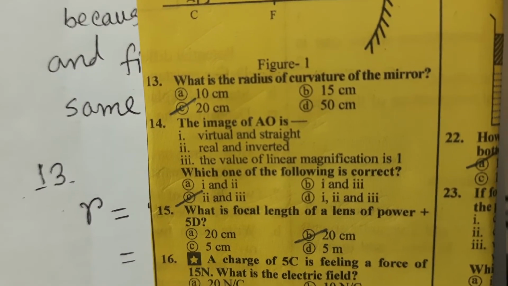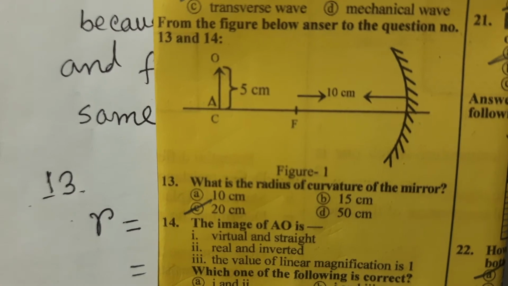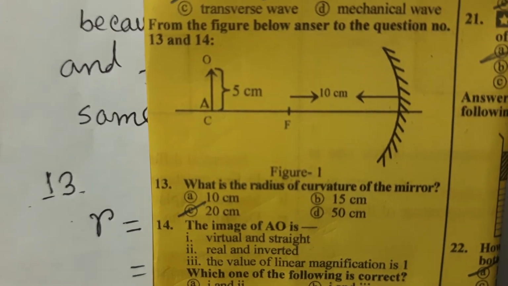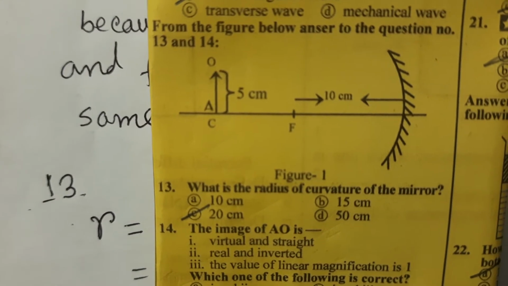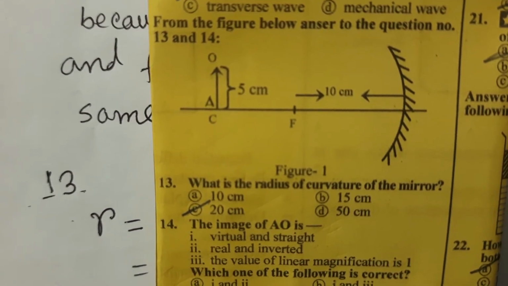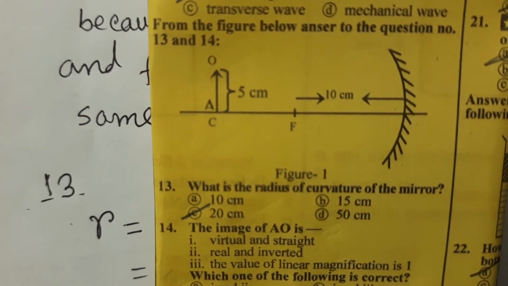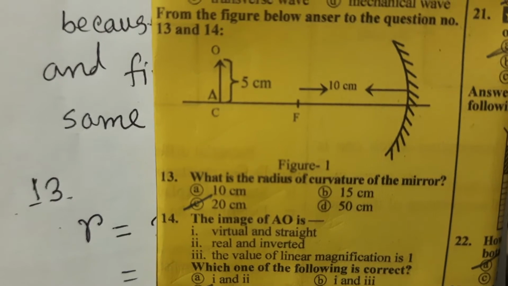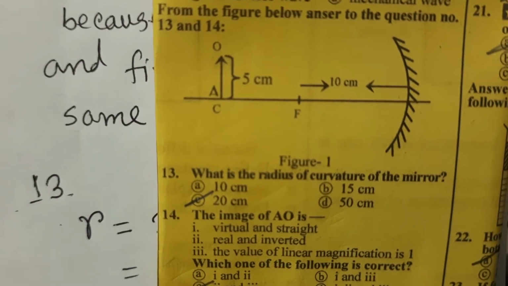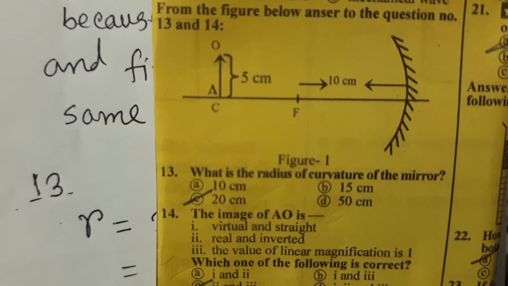Question number 14. The image of AO is, here the object is AO and the object is situated at the center of curvature position. So for this position we know that the image will be real and inverted, and the image will be the same size as the object.